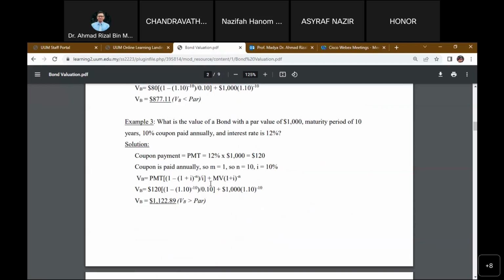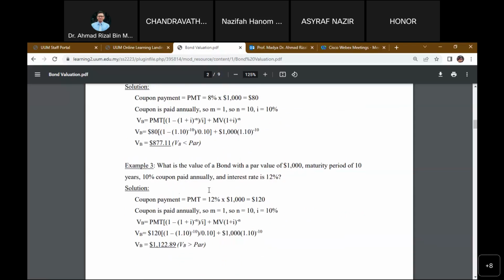Similar here. If you have these two cases, let's say Ashraf buys the first bond, Chandra buys the second bond. Ashraf buys the first bond, he forks out money, 877 today. He will get $80 per year for 10 years, and at the end of 10 years he will get that 1,000 par value. What is the return to Ashraf? Overall, the yield to maturity for Ashraf is 10%.